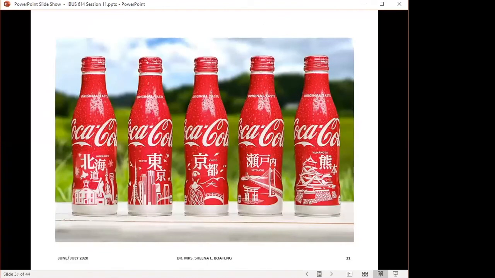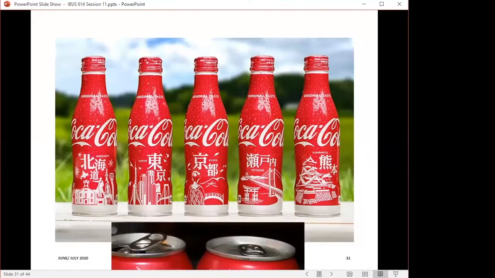Another thing we can talk about is the packaging of various FMCG goods like Coca-Cola. This is Coca-Cola as it is sold in Japan. You can see that it does not have the usual bottle cork that we are used to. It's a screw top that is sealed, and this is for the Japanese market. You can see that the labeling has also been done with some Japanese lettering, all to satisfy the language requirements of the various contexts.